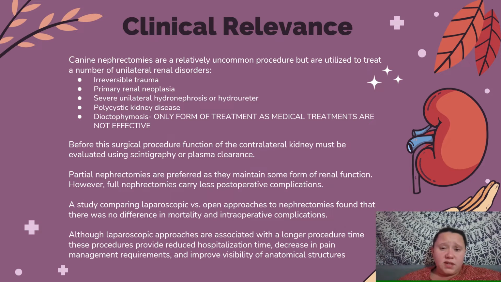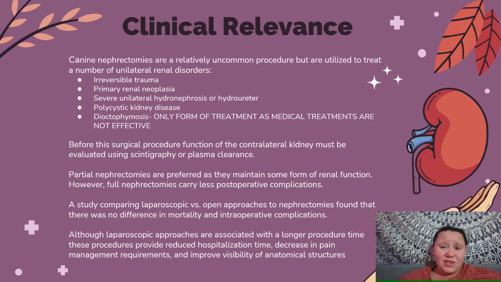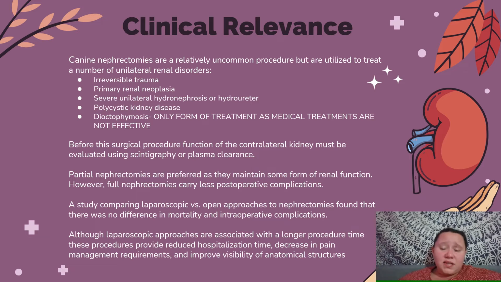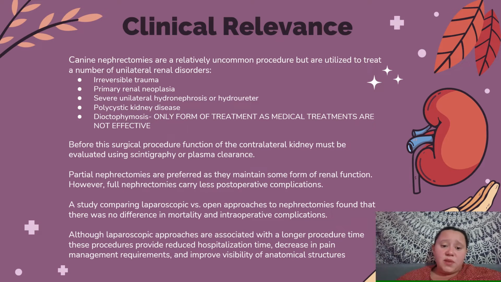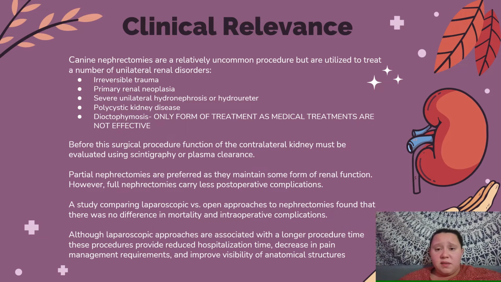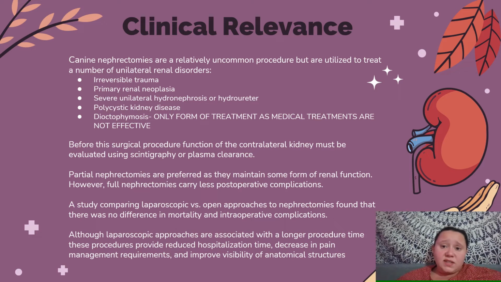In terms of clinical relevance, nephrectomies are relatively uncommon in small animal medicine, but they are utilized to treat a number of unilateral diseases. Examples would be irreversible trauma, primary renal neoplasias, severe hydronephrosis or hydroureter, polycystic kidney disease, and dioctophyma renale, which is the giant kidney worm. I was looking through some papers, and medical treatments are typically not effective, so the main treatment of choice for this disease is a full nephrectomy.